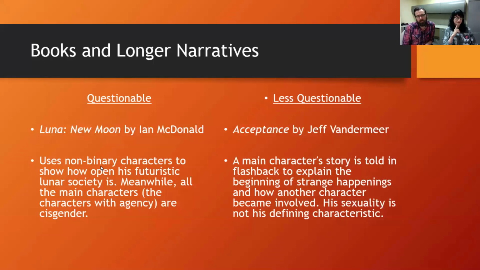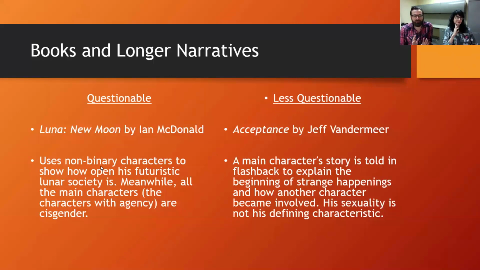The author uses non-binary characters to kind of show how open and futuristic the society is, and they also show that people from Earth are very shocked by the way people live up here. So it's kind of proving this point about society. But all of the main characters that we have, every character that we care about, every character that pushes the plot forward, every character that has any kind of agency to make the choices that they want to, are cisgender, use pronouns that match their sex, as opposed to a lot of other characters that don't.